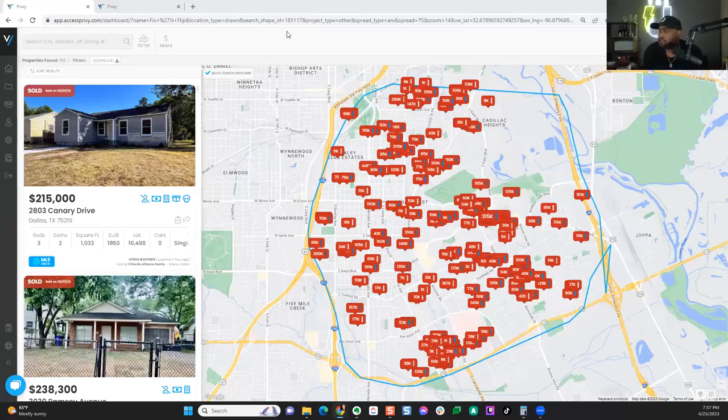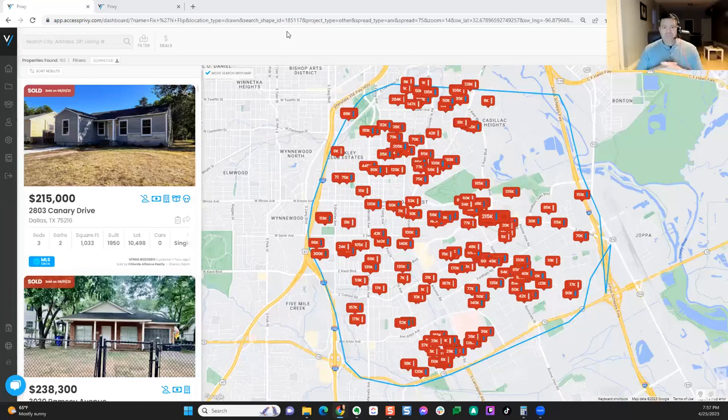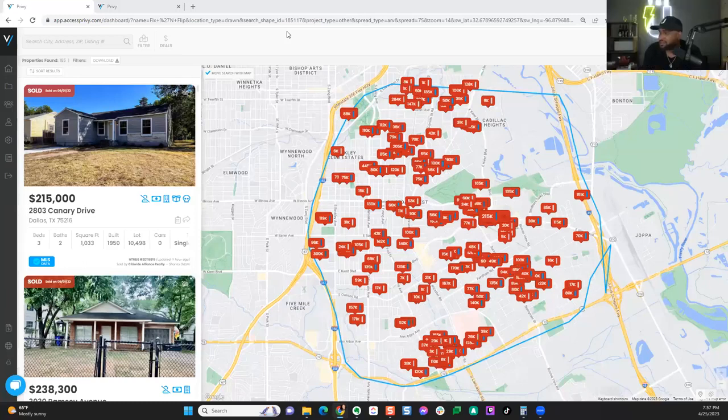But there's another easy example as to why to have PropStream also. You can comp land easily on PropStream, and it's not difficult. And guys, remember what I've told you about comping land before. I'm a home builder. I've taught you guys how to do this before easily.